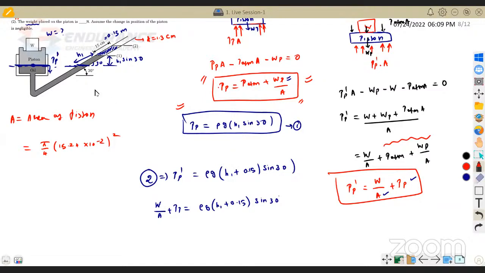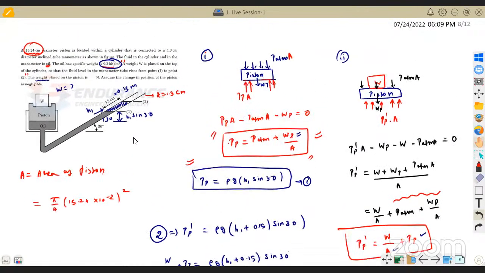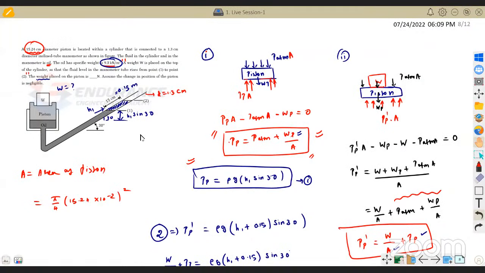Go through the question again. The manometer tube rises from point 1 to point 2. The weight placed on the piston is W. Assume the change in the position of the piston is negligible. They have given it, that you assume the change in the position of the piston to be negligible.